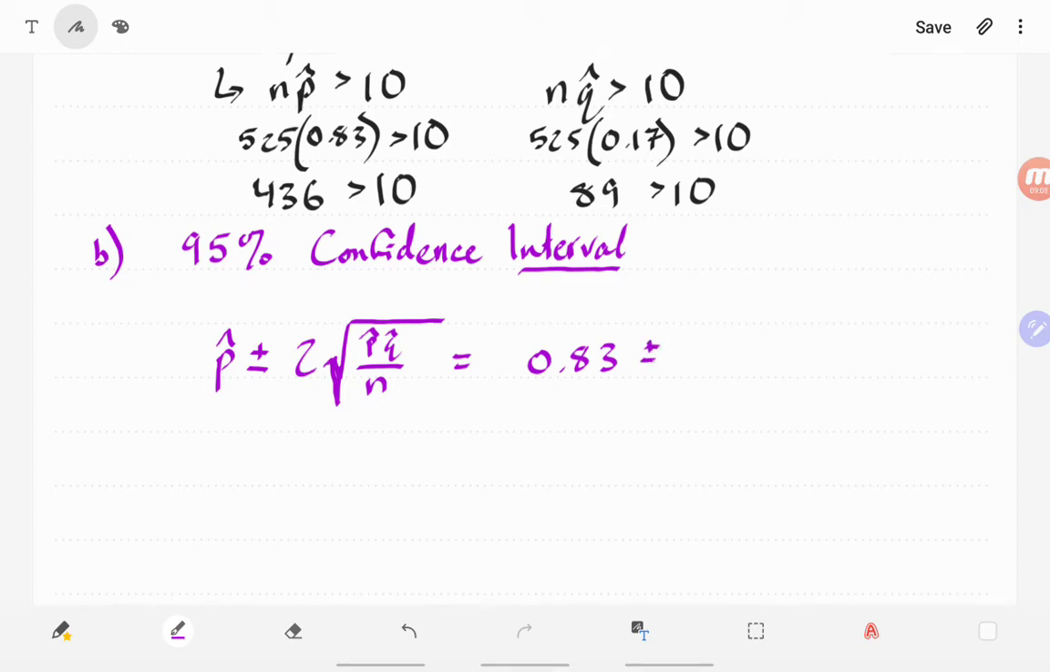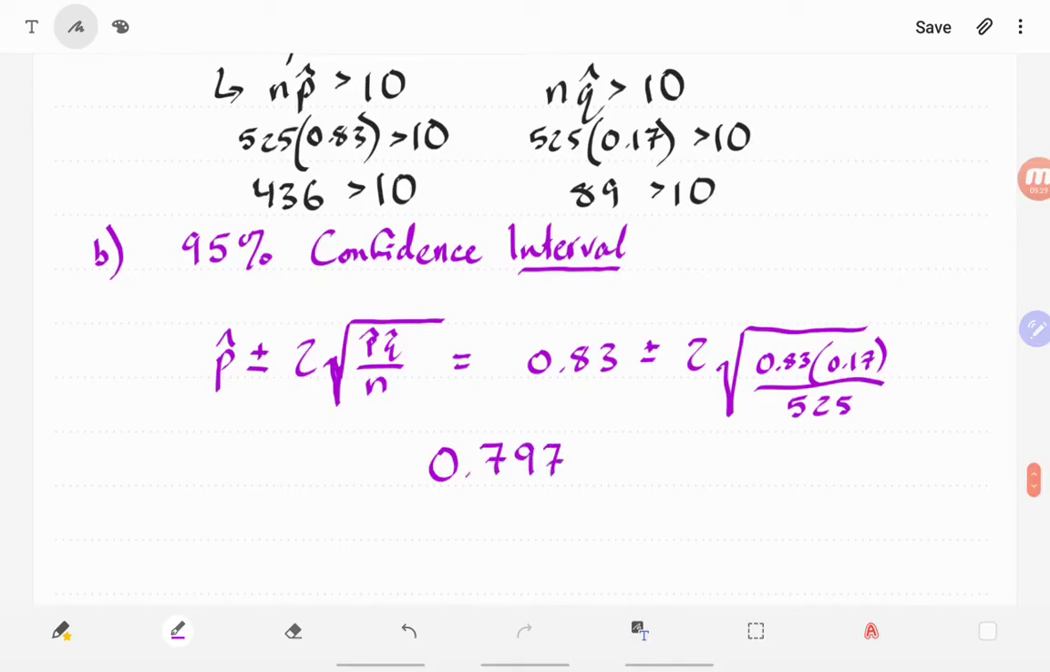And then we are going to add and subtract 2 times the square root of 0.83 times 0.17 divided by 525. Multiplying this by its standard deviation. And this is going to give us, when we subtract, 0.797. And when we add, we're going to get 0.863. Right? So we think of this as the lower bound, and then this is the upper.